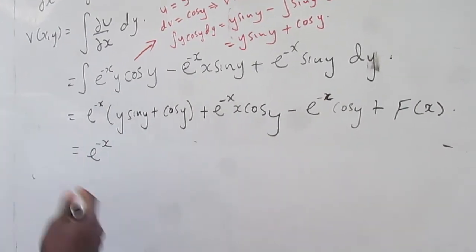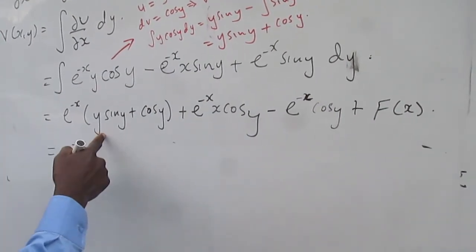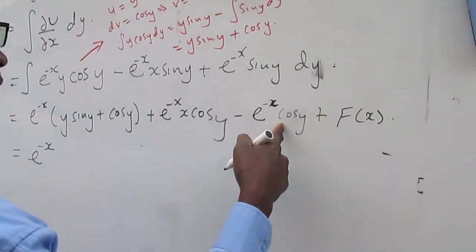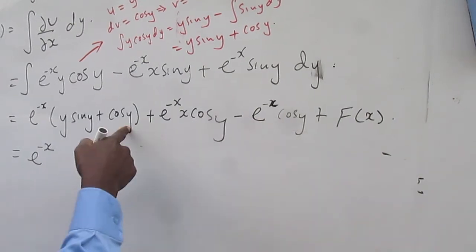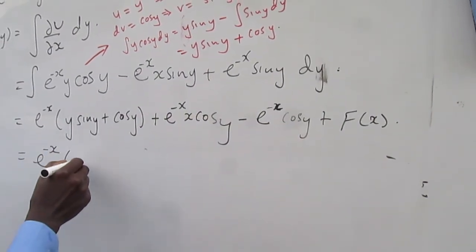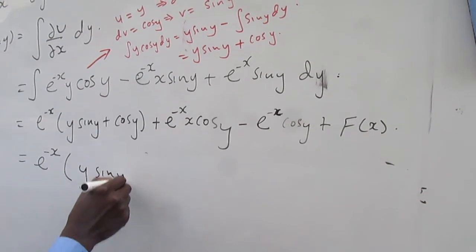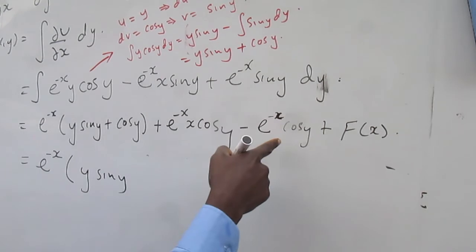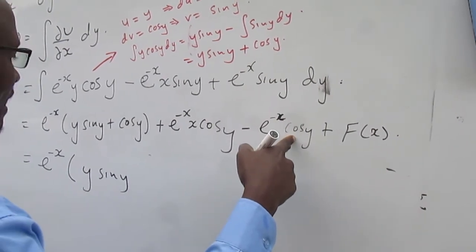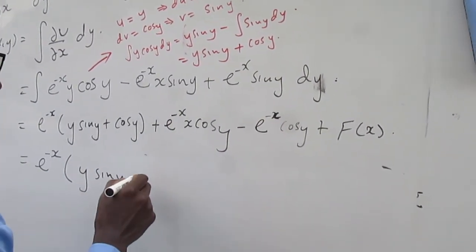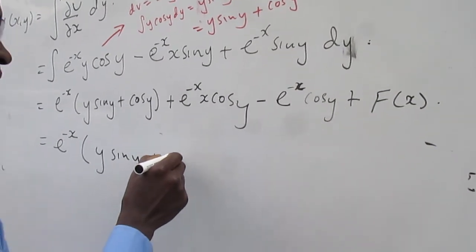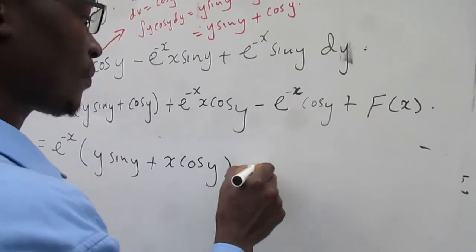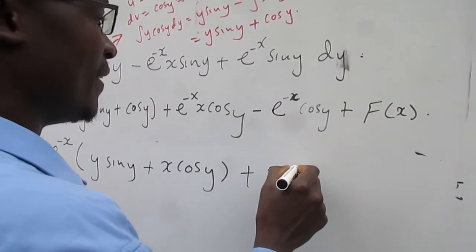So if we write this nicely, let's see what we'll get. This is y sine of y, the cosine of y, x cosine of y, and the cosine of y. This is a negative cosine and a cosine, so we'll have the exponential of minus x, y sine of y, and this cosine minus this cosine will give us a 0, so that we have this plus x cosine of y, plus some function of x.